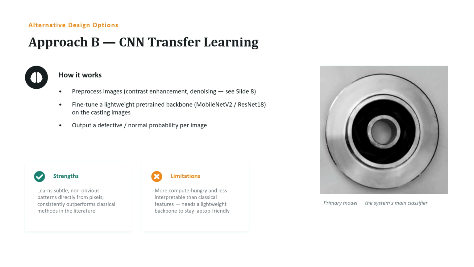The second approach is a deep learning method, which is CNN transfer learning. Here we fine-tune a pre-trained lightweight CNN like MobileNetV2 directly on the casting images after some pre-processing. This tends to outperform classical methods because it learns patterns directly from the pixels rather than relying on features I had to design myself. The trade-off is it needs more compute and is less interpretable, though a lightweight backbone keeps it laptop friendly.